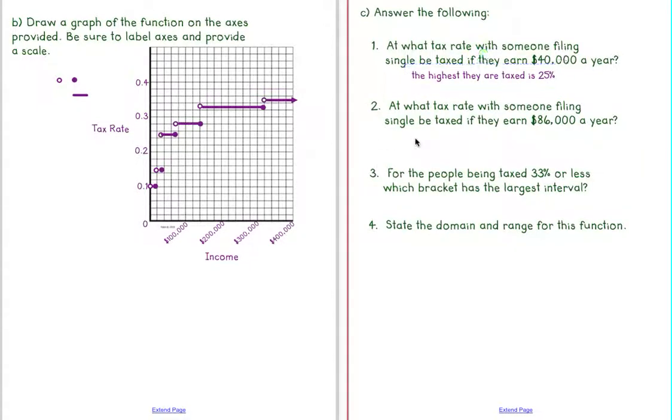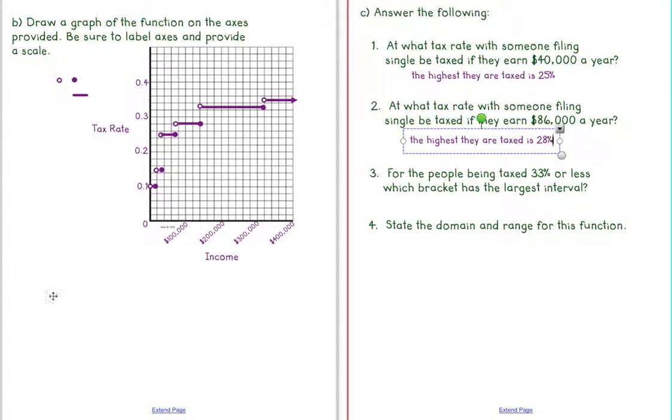Okay, so at what tax rate would someone filing single be taxed if they earn $86,000 a year? So 86,000 would be just after this 80,000. So that's going to jump to the highest. Again, I want to go with this idea that the highest they are taxed is 28%.